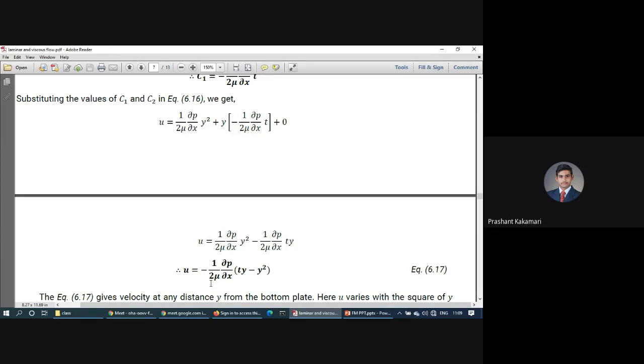Okay, so velocity at any given point is 1 by 2 mu dou p by dou x into (t y minus y square). Here t is the total distance between the plates, and y is the relative distance from the base to the center of that elementary fluid which is considered, that is small y.